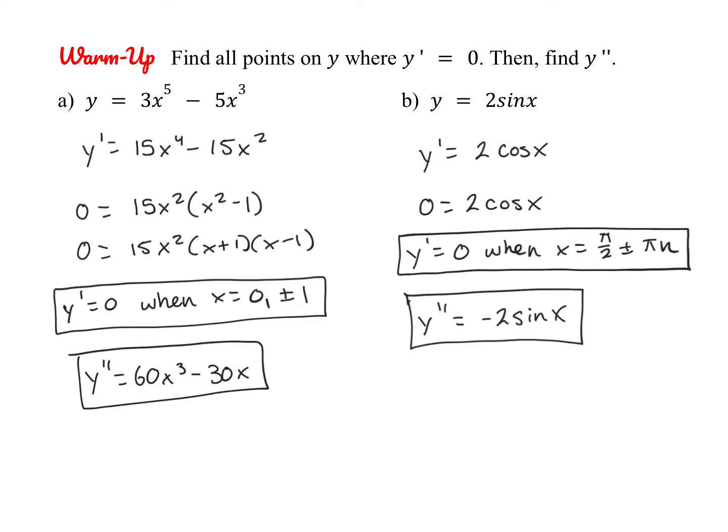So you can see that for both of these, I started by finding y prime, and then I set that equal to 0 and solved for x. And then from there, I found y double prime below. So you're going to see today when we're working with rates of change, we are going to be working heavily with the first and second derivative and finding things like zeros of our different functions.